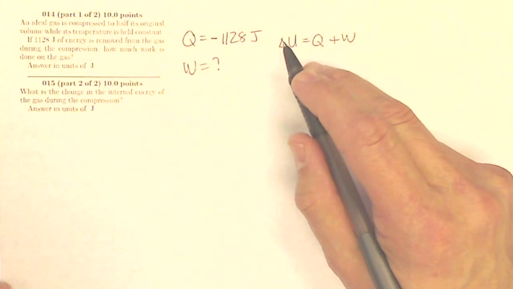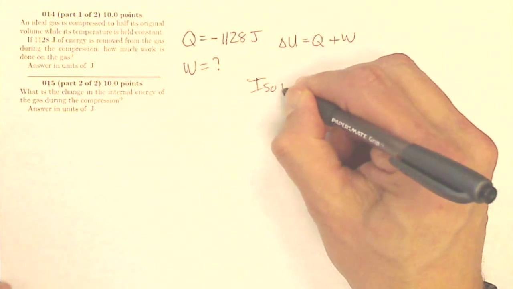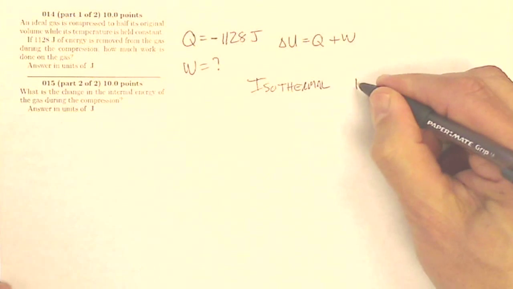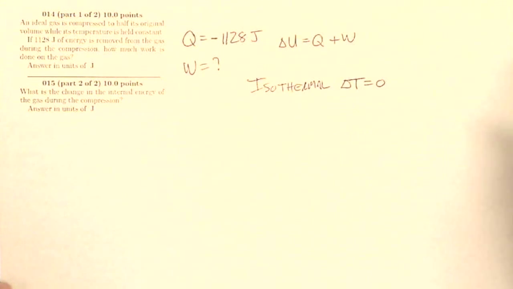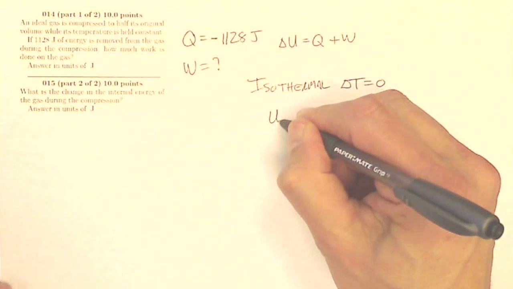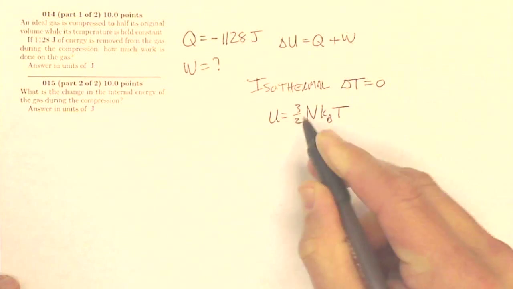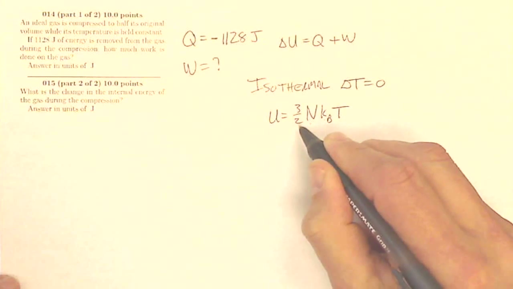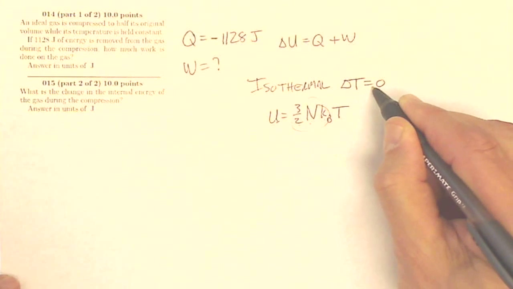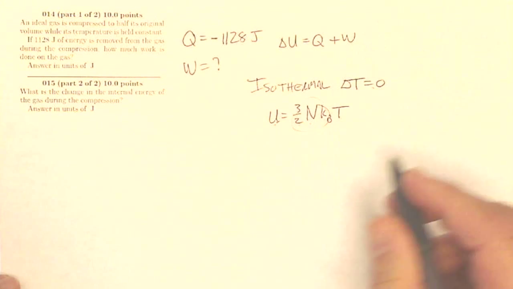Now wait a second. If my temperature is held constant, this is an isothermal compression. For an isothermal process, my ΔT is 0. So if I have no change in temperature, how does that relate to ΔU? Well, I know that U is 3/2 N kBT. So if this is constant and this is constant and this is constant, U is related to the temperature. If the change in temperature is 0, then the change in internal energy is 0. So 0 equals Q plus W.